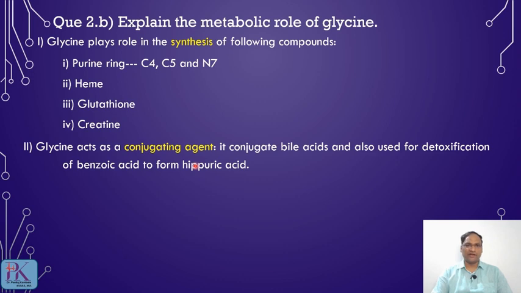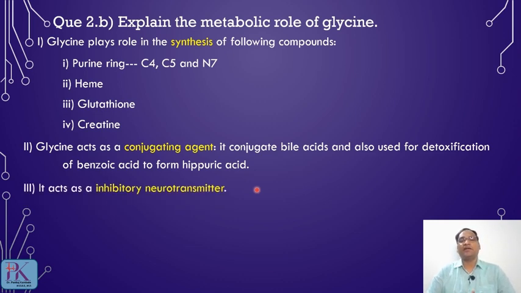Next role, conjugating agent. What does it conjugate? It conjugates bile acid, and it is used for detoxification of benzoic acid to form hippuric acid. Next role is a neurotransmitter. But which type? It is an inhibitory neurotransmitter. Remember, glycine is an inhibitory neurotransmitter. How does it act? It opens the chloride channel, due to which it acts as an inhibitory neurotransmitter.